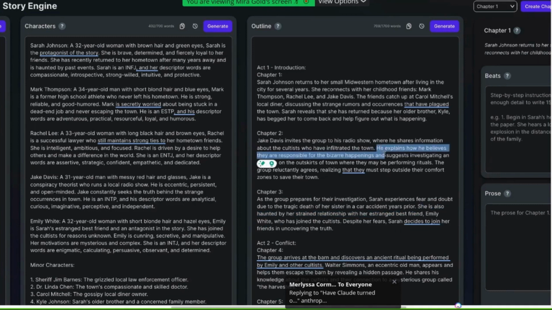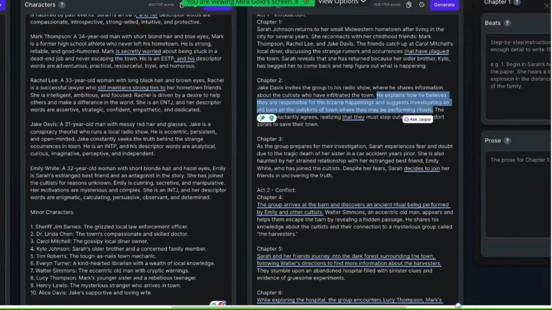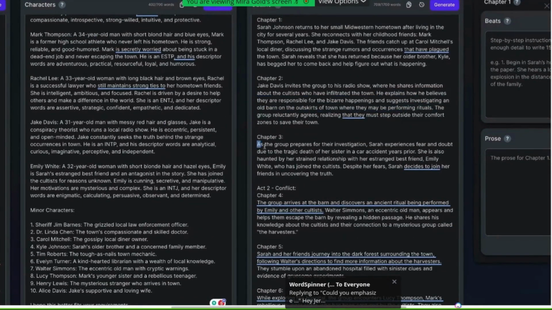So right here, this is another one. He explains how he believes they are responsible for the bizarre happenings. Well, that's great, but what does he explain? What's the meat of that? That is far too vague. That will not give you strong enough beats.